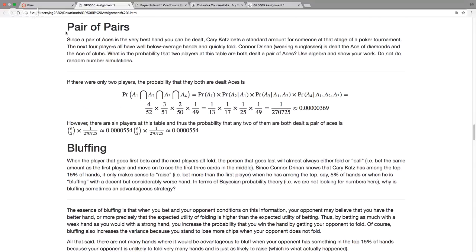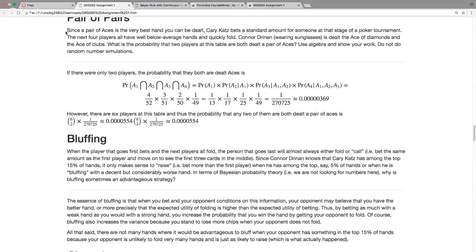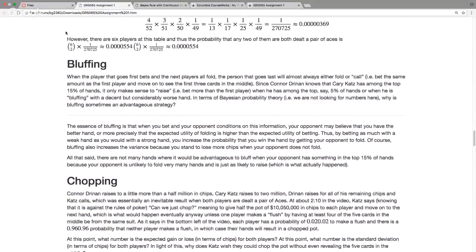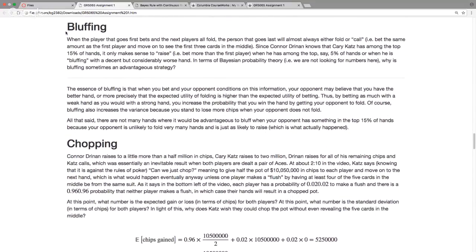In this case, there's 6 players at the table. They all get 2 cards. And so the probability that any 2 of them are both dealt a pair of aces is going to be 6 choose 2 divided by 270,000 whatever. And so that bumps up the probability to a still very small number. So this was an unlikely situation to happen, as sort of reflected in the expressions of the players when they saw that that had occurred.